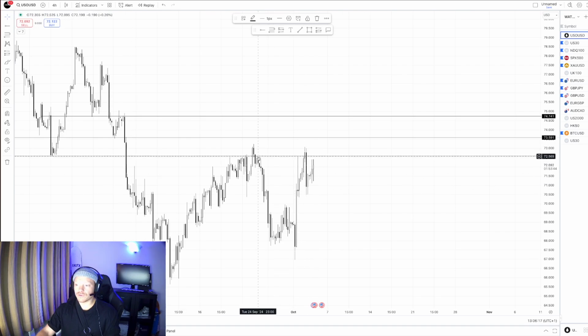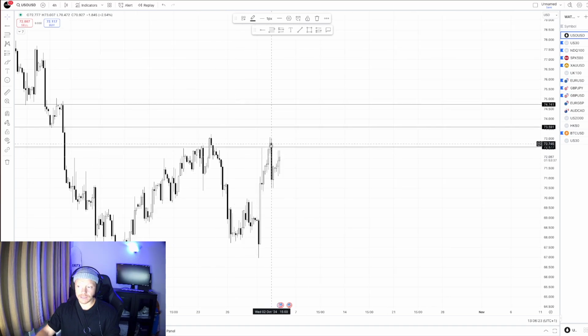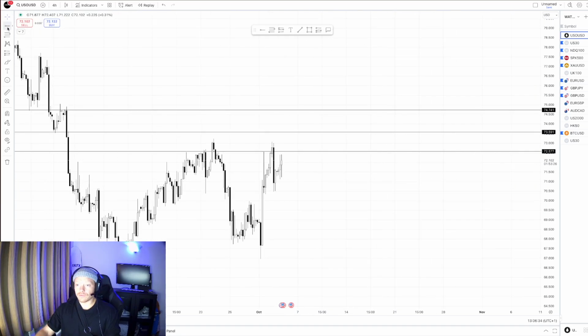Okay, now we can see we've already tried to break into the channel once already, didn't actually make it all the way up to the support here, so likely on a third try, and the same here, we could get that push up. So what we're going to do is we're going to put an alert here, and if price comes into this area, then I'm going to jump onto the charts and I'm going to have a look. Now looking to the downside, what have we got?